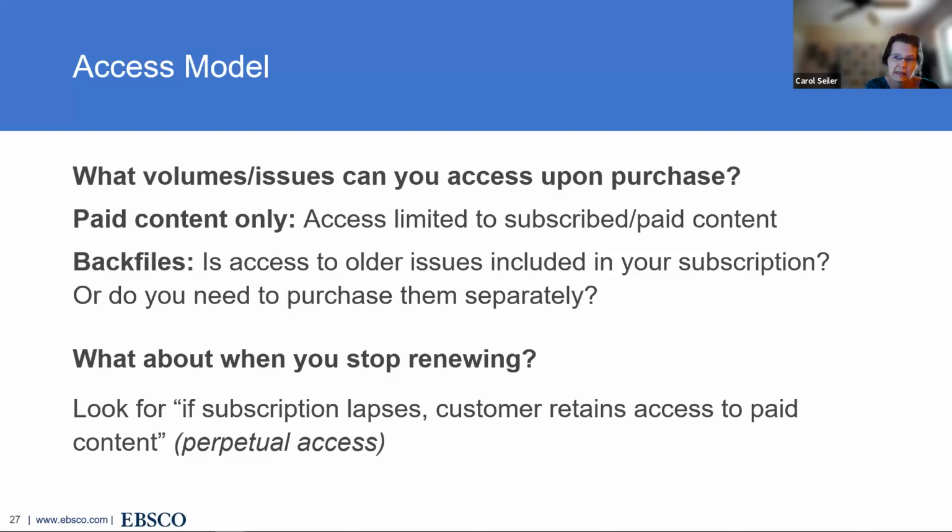You're going to look for the perpetual access note before you order it to make sure you know what you're getting, so that if I stop renewing in 2025, do I still have access to 2024 that I paid for, or do I lose access to everything? So you're going to look for, if subscription lapses, customer retains access to paid content. Yay, I still get 2024. But it could say, if subscription lapses, customer does not retain access, which means basically it's a rental. You're not going to have access anymore. So be aware of that when you're purchasing, because that will dictate if you're trying to clear out your print stacks.